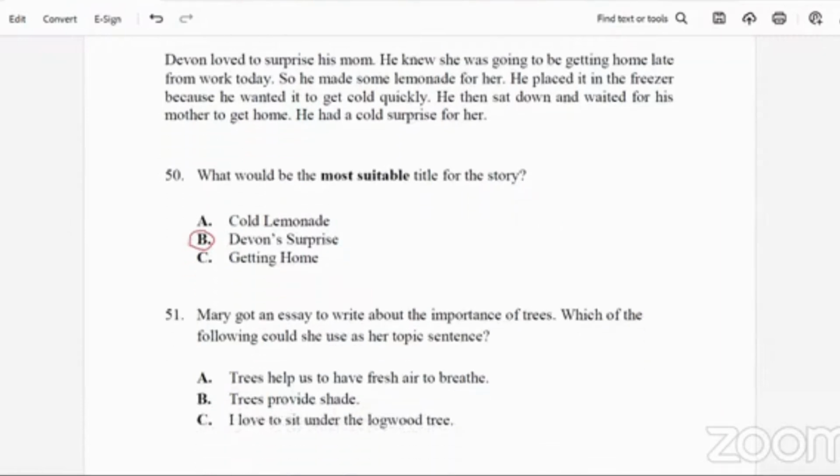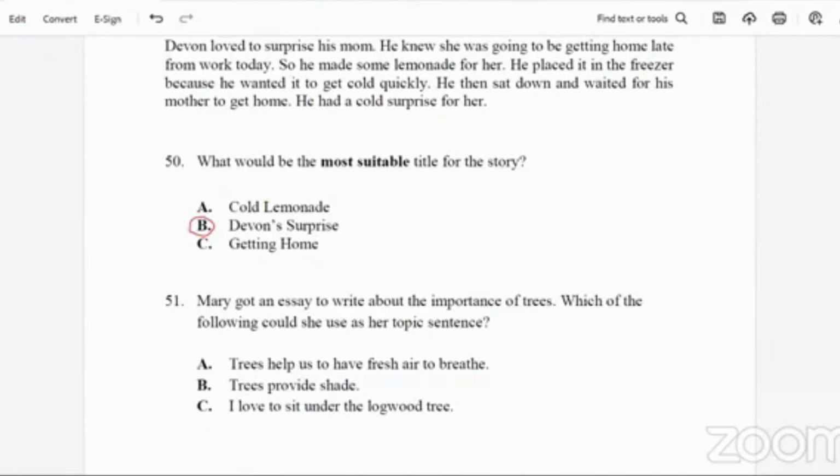All right, question 51. Mary got an essay to write about the importance of trees. Which of the following could she use as her topic sentence? A: Trees help us to have fresh air to breathe. B: Trees provide shade. C: I love to sit under the logwood tree.